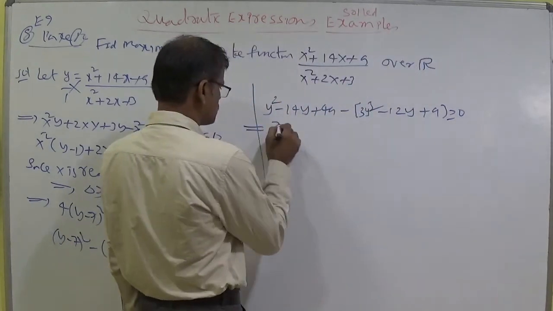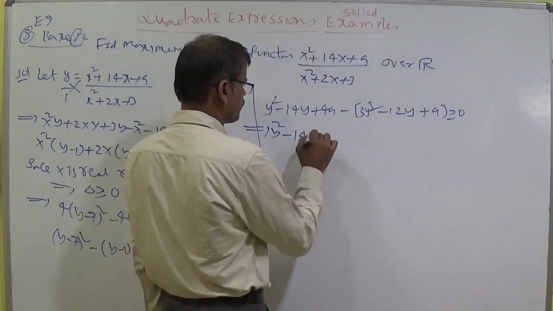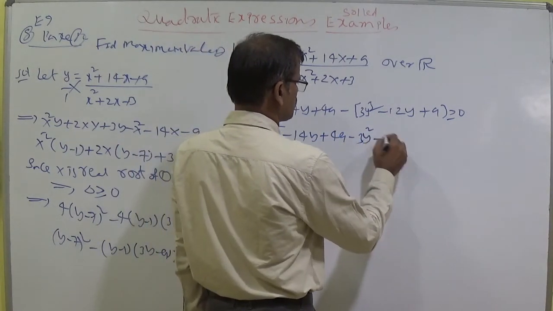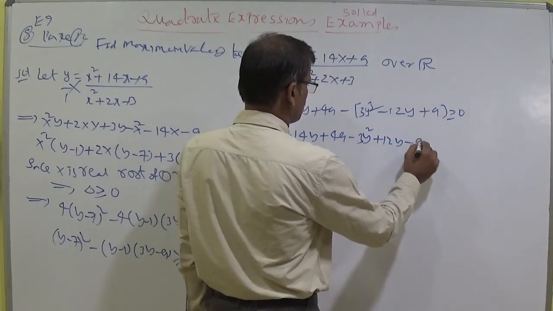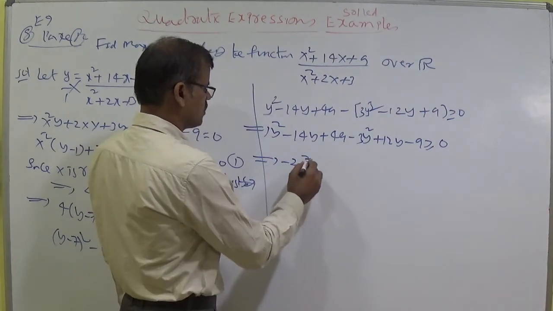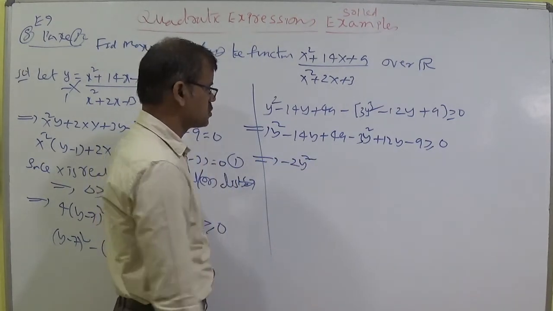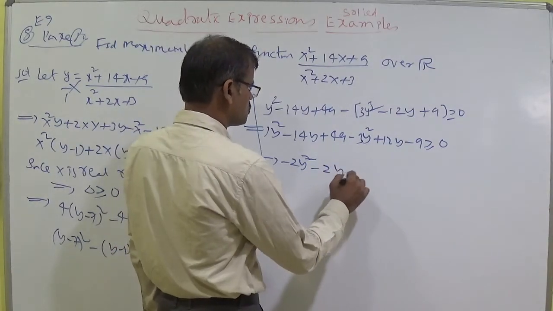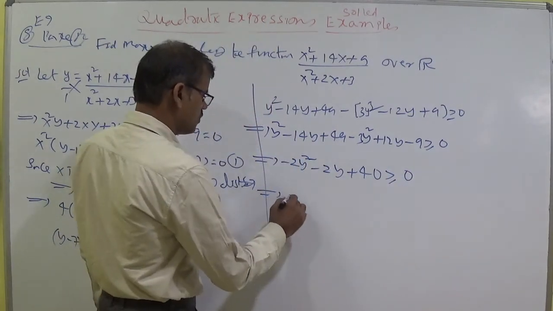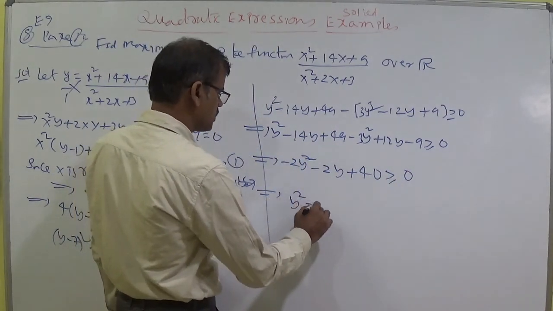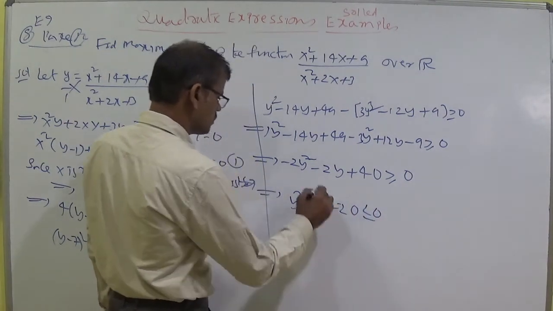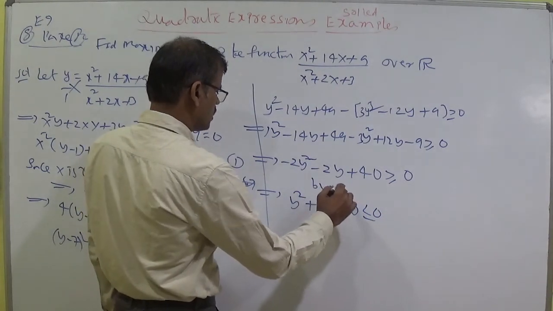That implies y square minus 14y plus 49 minus 3y square plus 12y minus 9 greater than or equal to 0. That implies y square minus 3y square becomes minus 2y square. This is minus 2y. This is plus 40 greater than or equal to 0. Divide by minus 2, it becomes y square plus y minus 20 less than or equal to 0. By minus 2 I have divided.